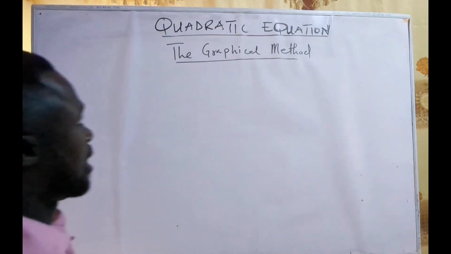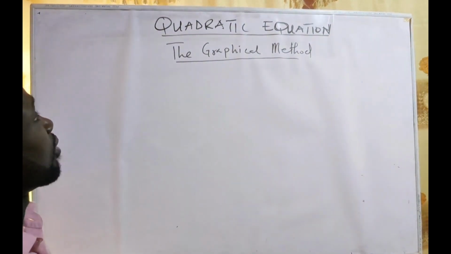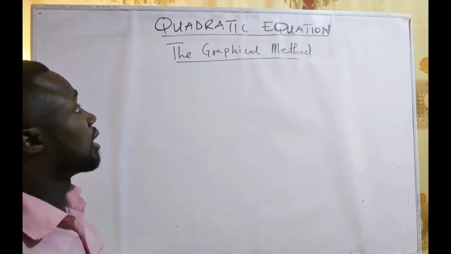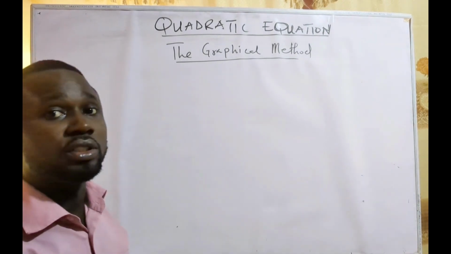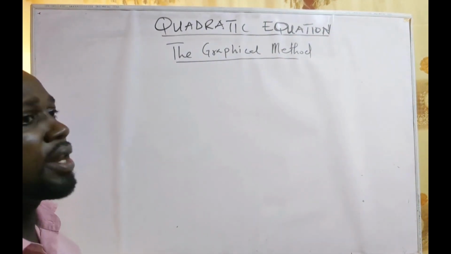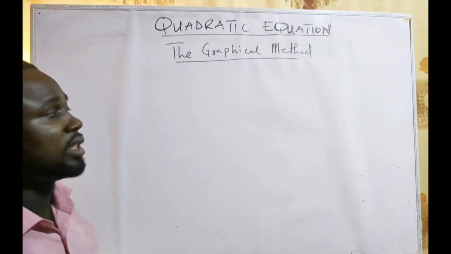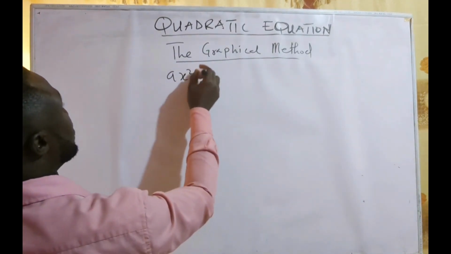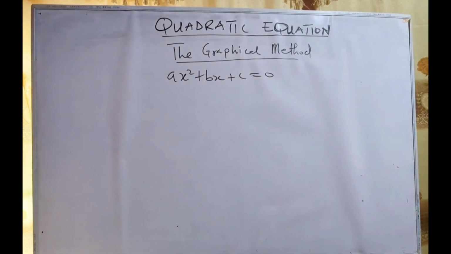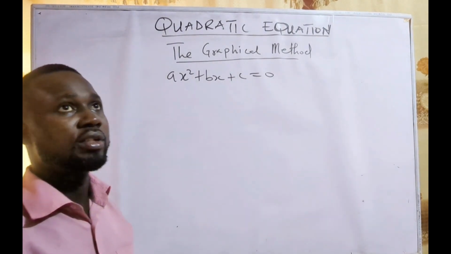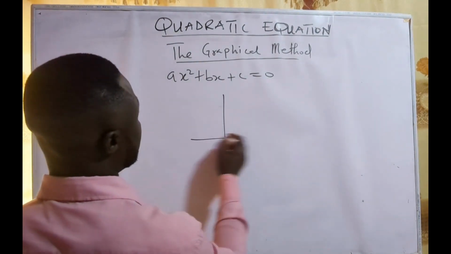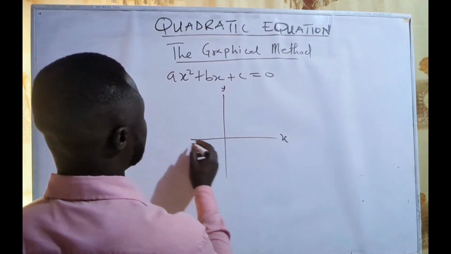Hello, we are still continuing with quadratic equations. Here we are going to learn how we use the graph to solve quadratic equations. That is the graphical method. What we should know is that you know the standard form of a quadratic, ax squared plus bx plus c equal to 0. When you are drawing a quadratic equation on the graph, that is where we have the Cartesian plane, the y-axis and the x-axis.